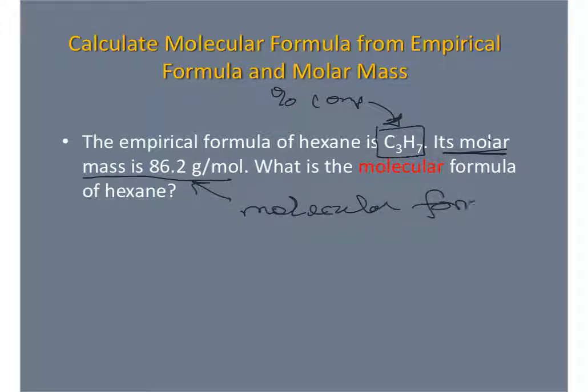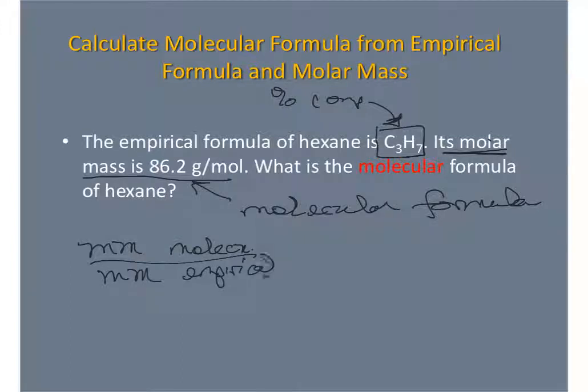So what you're going to do, if you remember on the last slide, I said you could take a ratio of the molar mass, so molar mass of the molecular formula over molar mass of the empirical formula. And that ratio will tell you the multiplication factor to get from empirical formula to molecular. All right, so they gave us the molar mass of the molecular here, 86.2. And you can easily find the molar mass of the empirical formula. Okay, so let's figure that out real quick.